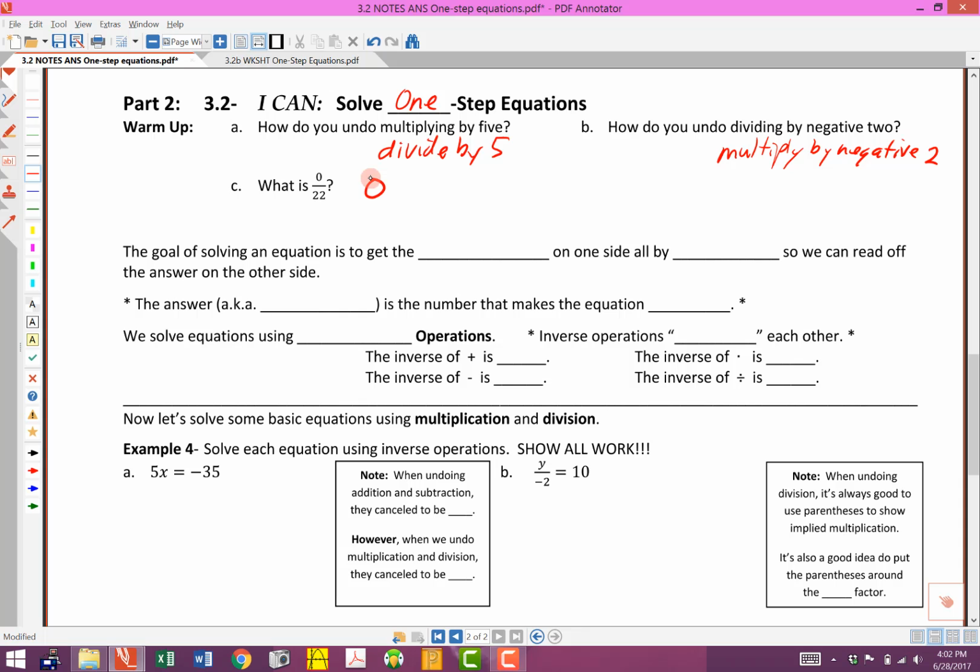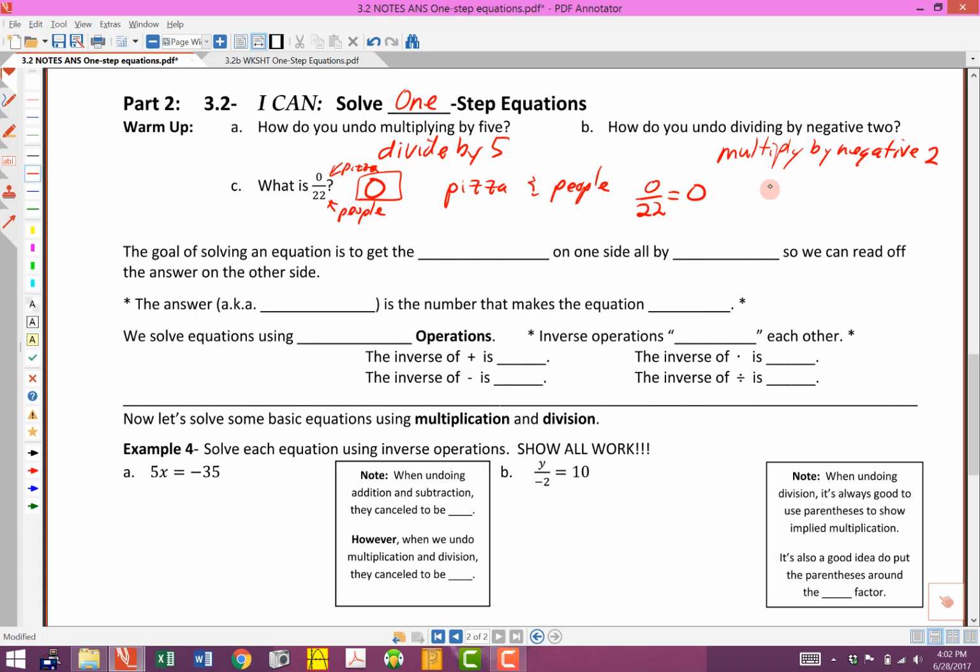What I like to do is an example with pizza and people. Pizzas are the top and people are the bottom. Let's say we have a room and there are 22 people in the room and there are 0 pizzas there. How many pizzas does each person get? Well, if there are 0 pizzas and 22 people, each person gets 0 pizzas. So 0 divided by 22 is 0.